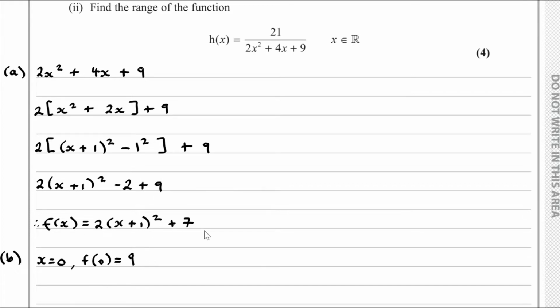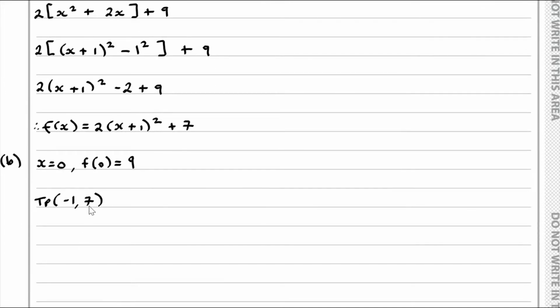And we see that the turning point, if we consider this complete the square form, the turning point, that would be minus 1, 7. And therefore, because 7 is above the x-axis, we can therefore conclude that the graph f of x does not cross the x-axis.